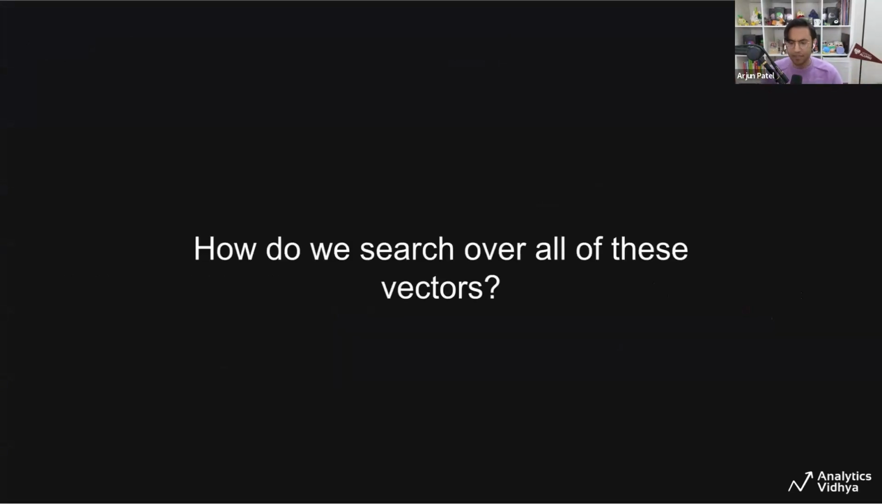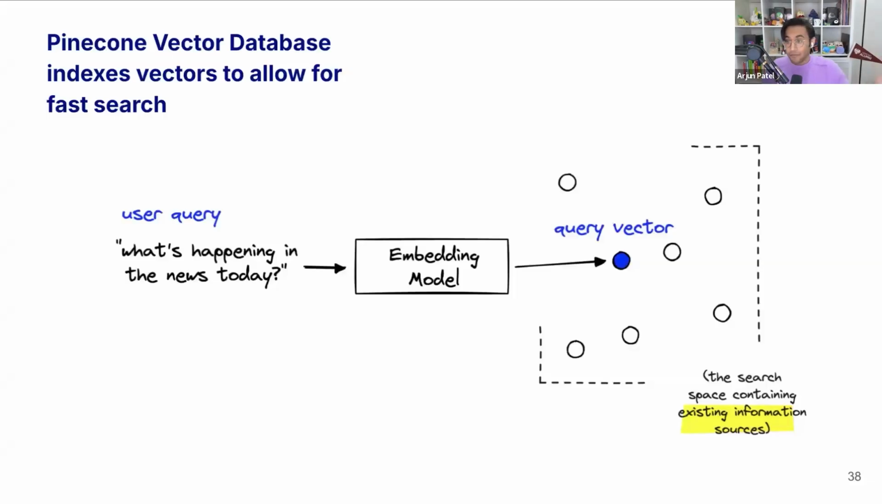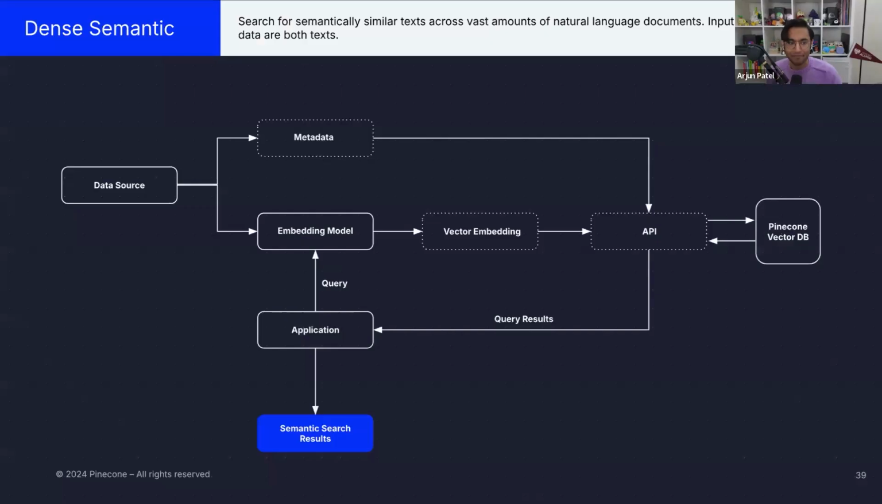So that's great and good, but now that we have that methodology, how do we search over all of these vectors that we're producing? Well, you need something called a vector database, and a vector database allows you to index all these vectors and compare them really quickly using specialized algorithms to find the most similar documents, and that's what Pinecone does.